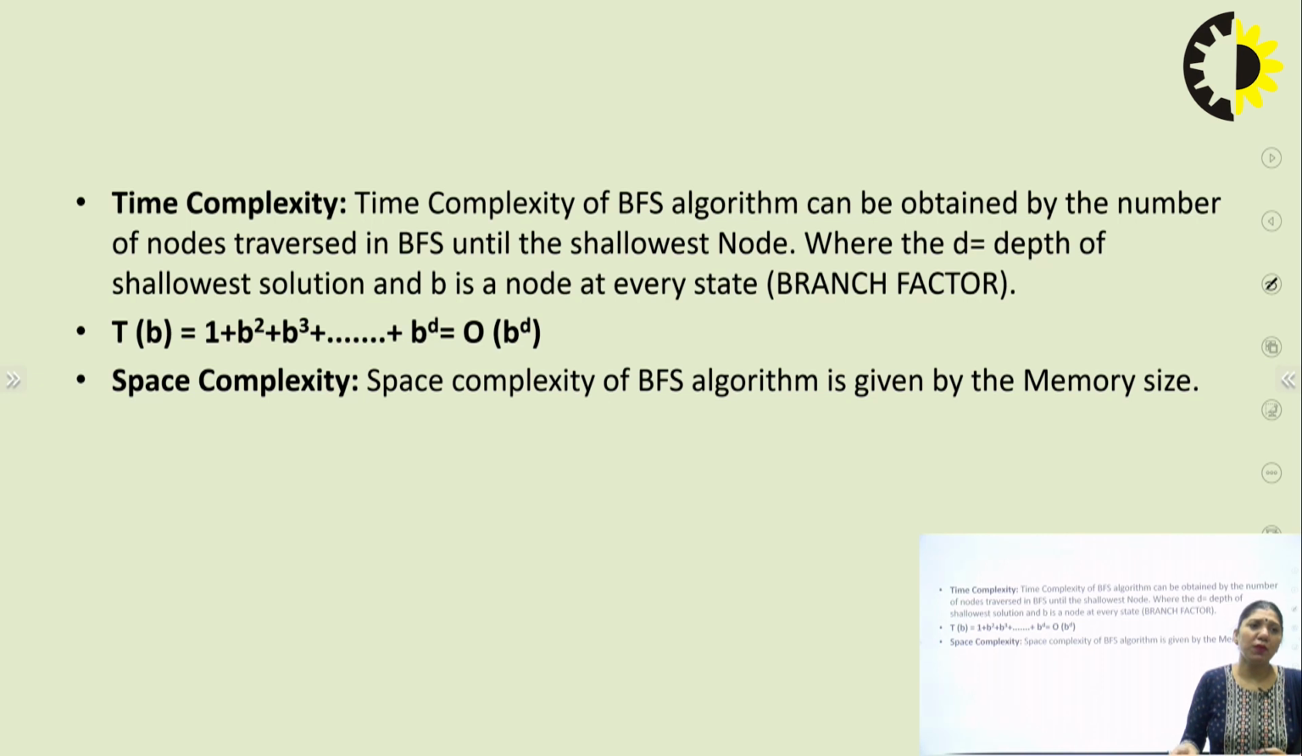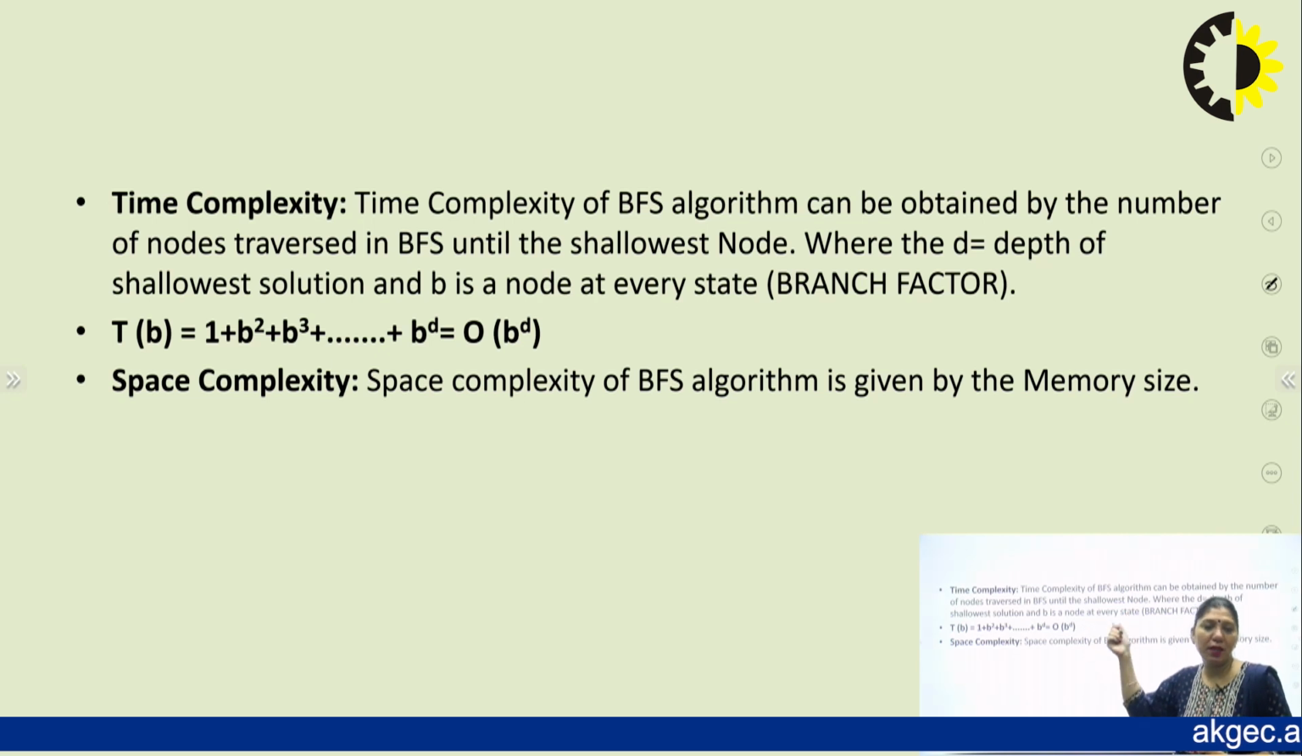So talking about the time complexity, of course, the BFS algorithm can be obtained by the number of nodes traversed in BFS until the shallowest node. तब तक वो काम करता रहेगा. Where D is the depth of the shallowest solution and B is the node at every state, that is the branching factor. तो definitely अगर मैं time complexity की बात करती हूँ, it will go on as 1 plus B plus B square plus B cube till B^D. जब तक कि आपका end आपके shallowest node तक हम नहीं पहुँचते हैं.